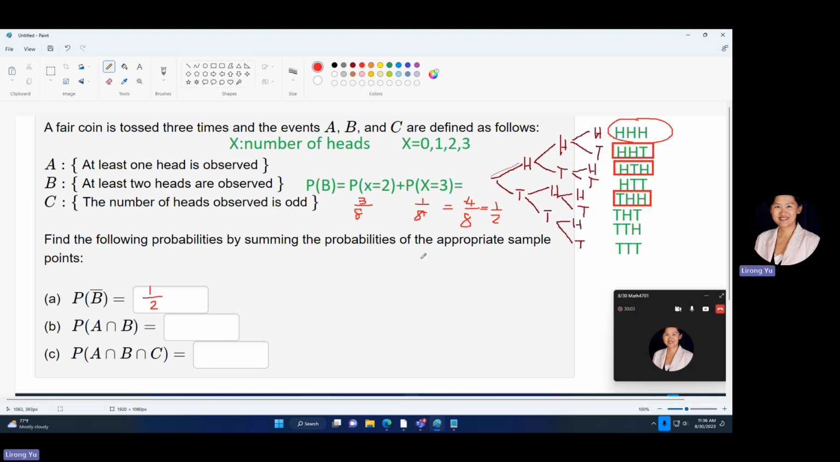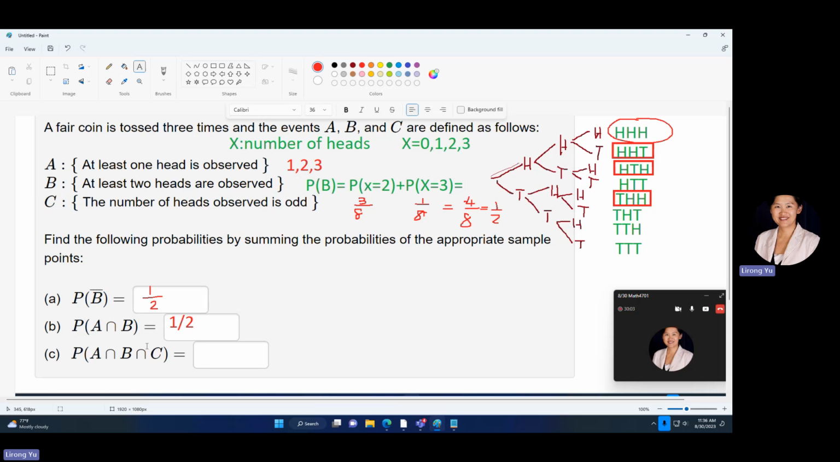At least 1 means 1 or 2 or 3. Now at least 2 means 2 or 3, right? So if you want A and B, it must be 2 or 3, right? It should be the same as the B if we think about it. So when you join them together, I think it's the same probability, so the answer will be 1/2 as well.